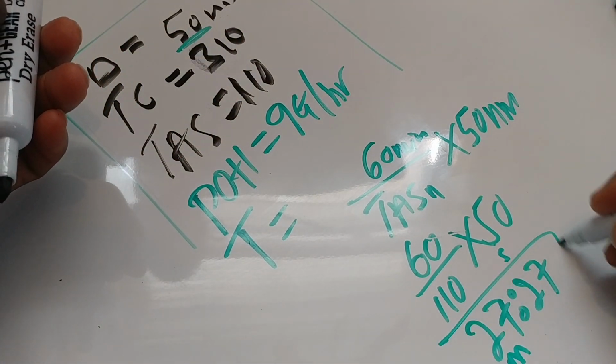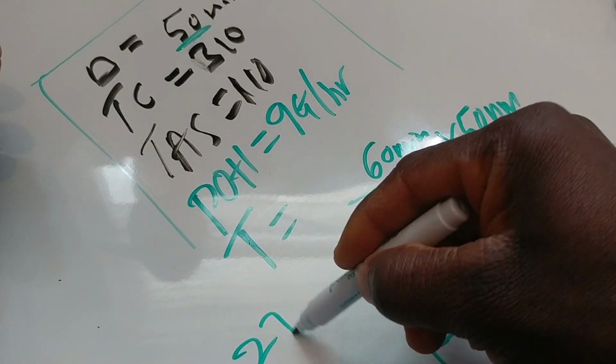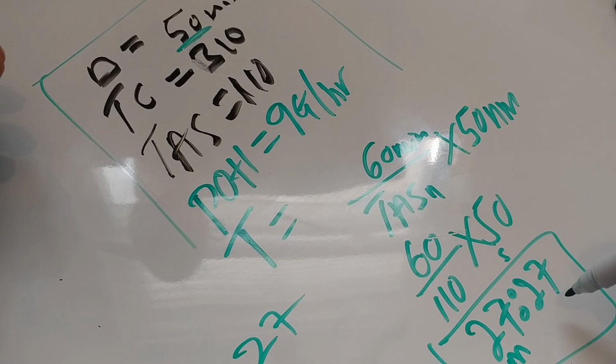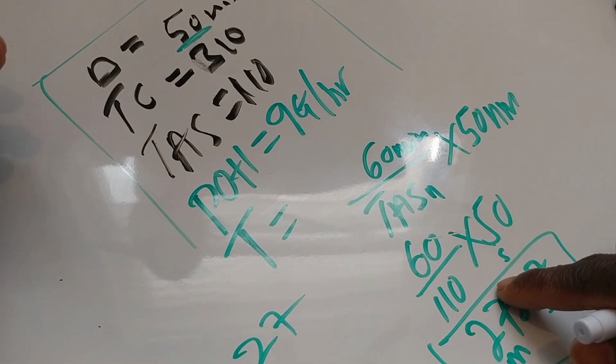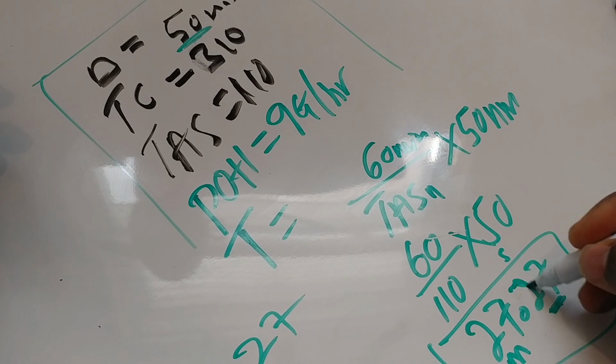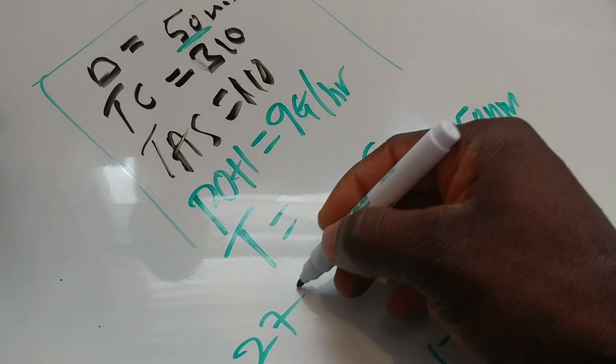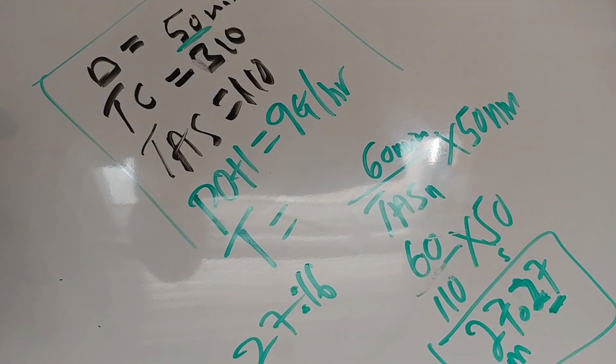Now we already know that the 27 is the minutes and the 0.27 is the seconds. So we're gonna multiply the 0.27 by 60 and it's gonna give you the answer in seconds. So it's 16 seconds, and so you're gonna get 16 seconds right here.